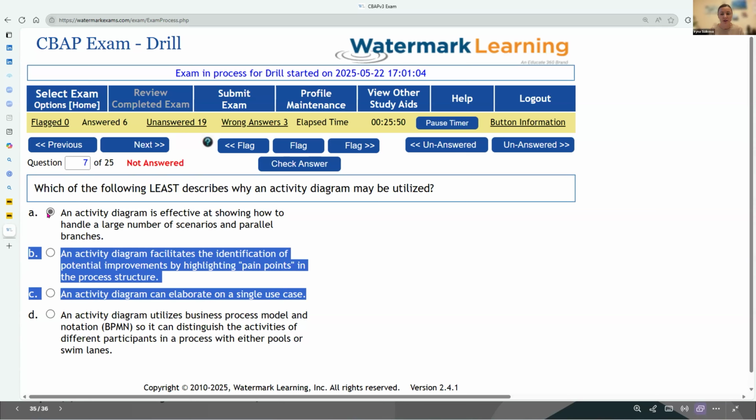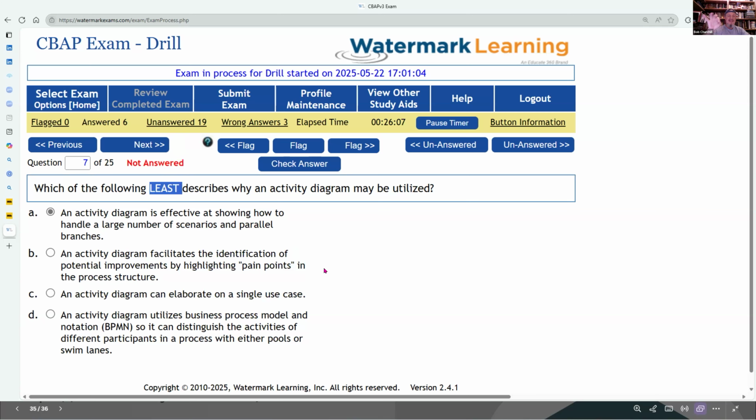So a large number of scenarios. Not sure that this is an activity. Parallel branches. Normally, you have one use case, one scenario. Remember, the question is least, so all may be true. Which one is least true? That's kind of a judgment call to me. One thing I don't like about D is it's telling us which kind of notation to use. We should not be bonded to use only one notation. We are not limited to one notation.